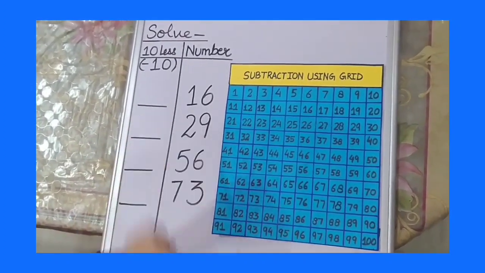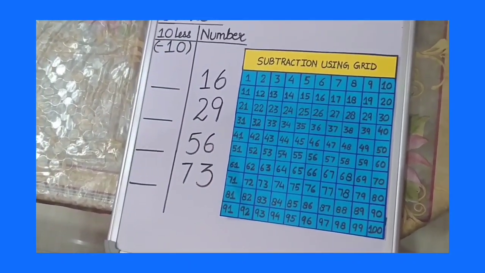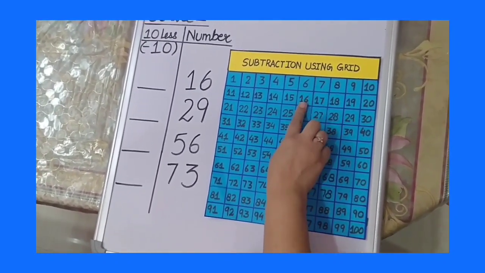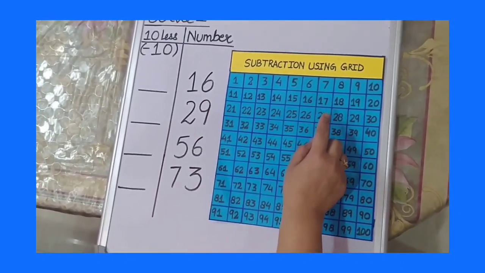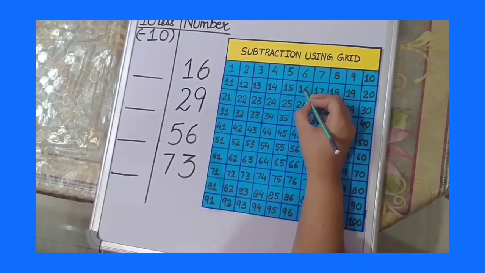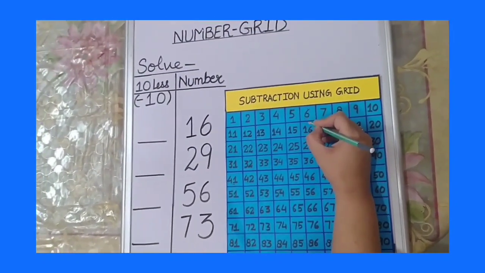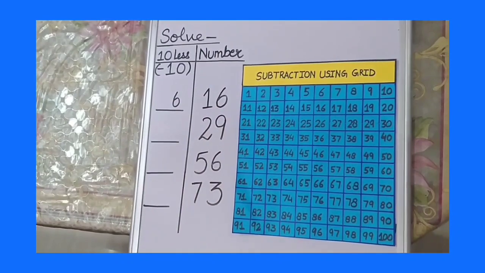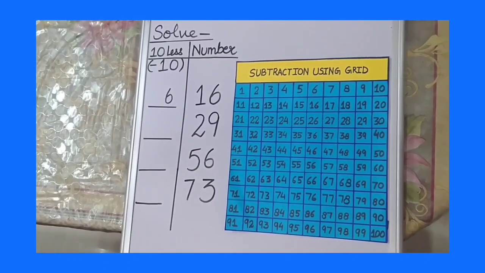Now the first number is 16. We have to find out 10 less than 16. So how will I do it? First I will find out where 16 is. Here it is. Now moving backwards 10. So what do I have to do? I will just move one row above. So from 16 I will move to 6. And 6 is 10 less than 16. See how simple it is. A grid is very important and it is very useful.